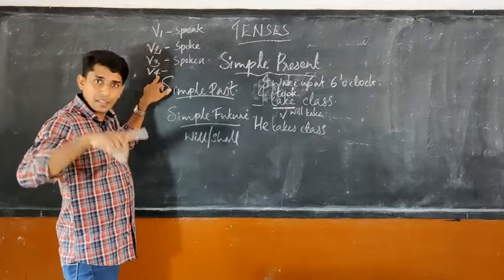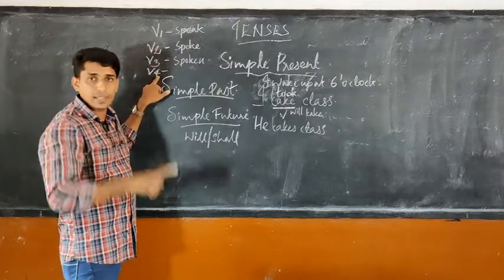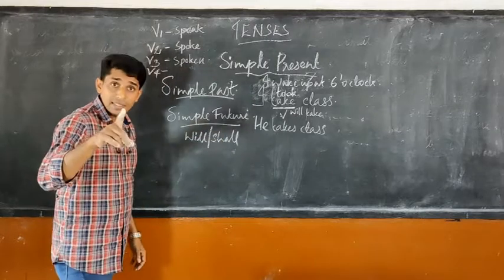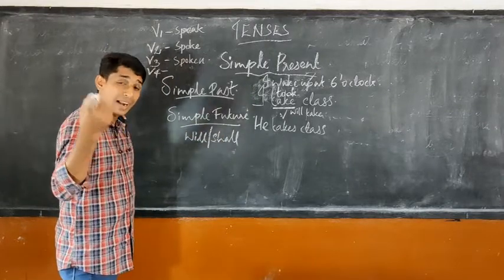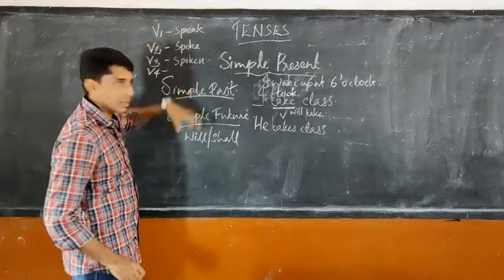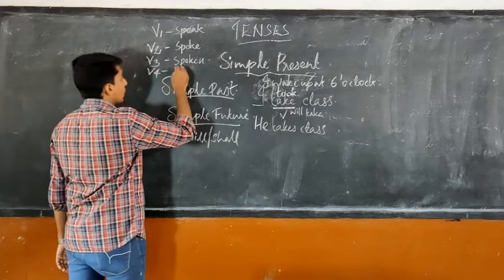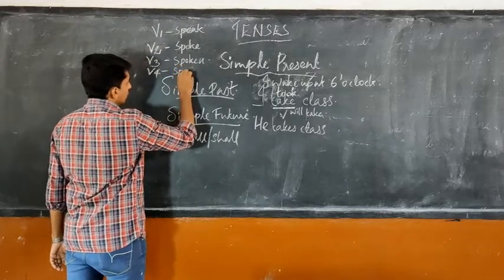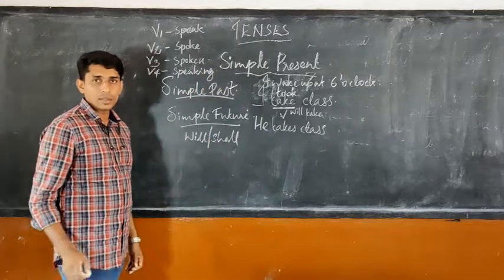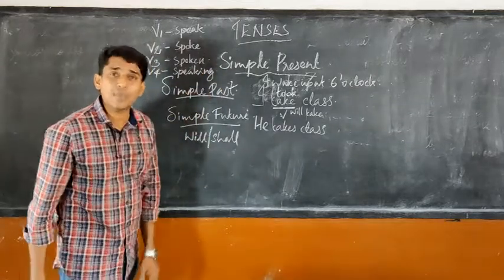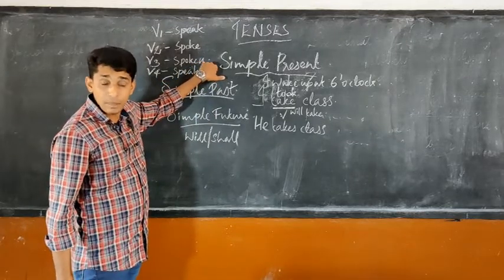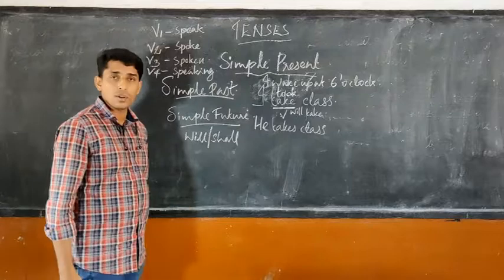Ask your parents if they remember what they learned. When we were studying, there were only three forms. Nowadays, they have also added another form. That form was there, but it was not used in this structure. V4 is speaking, the ing form. This is called present participle, and V3 is called past participle.